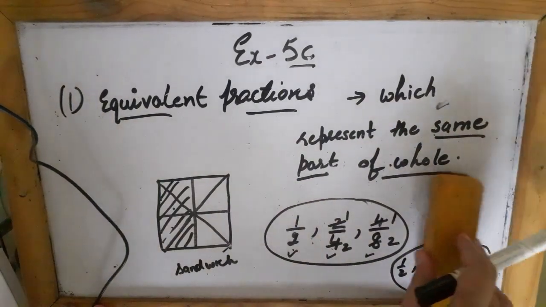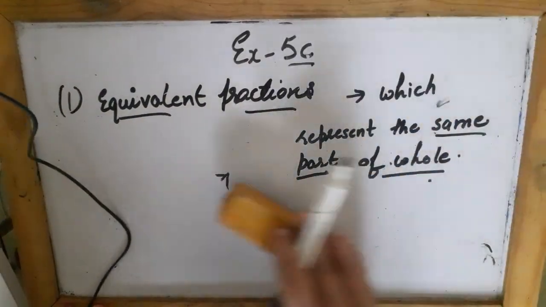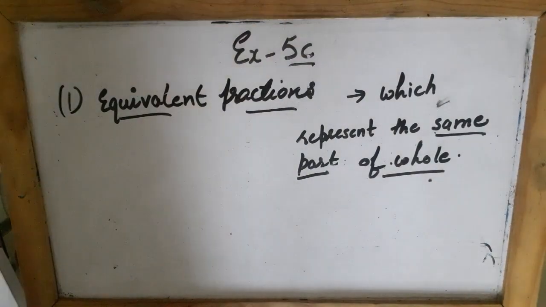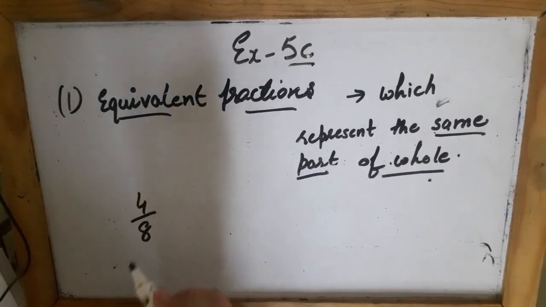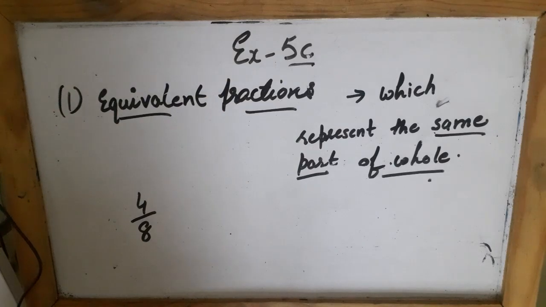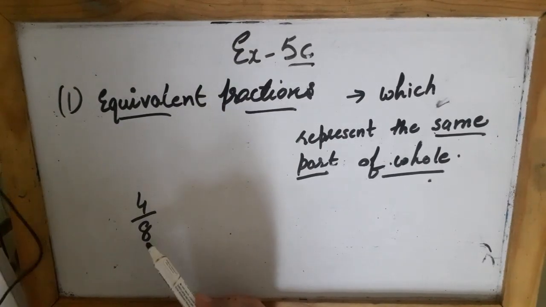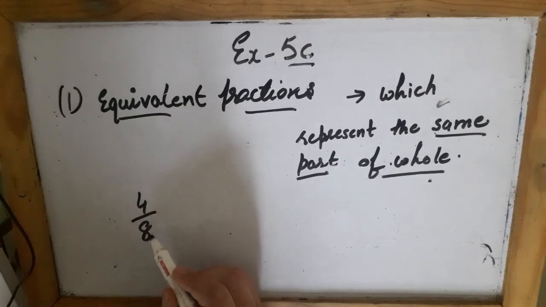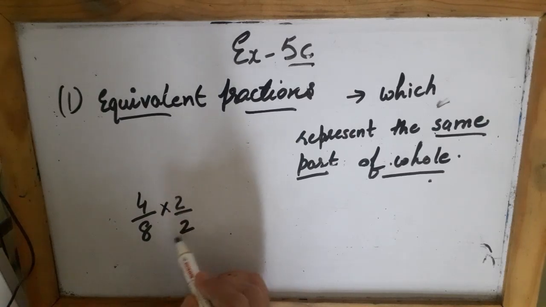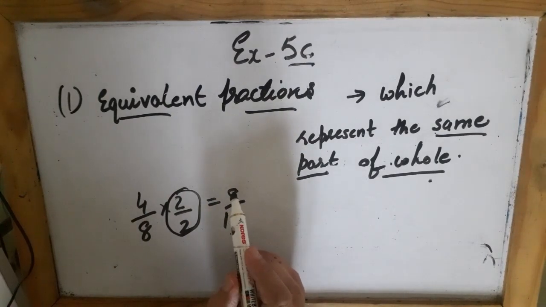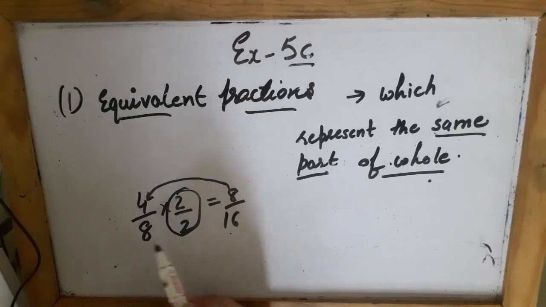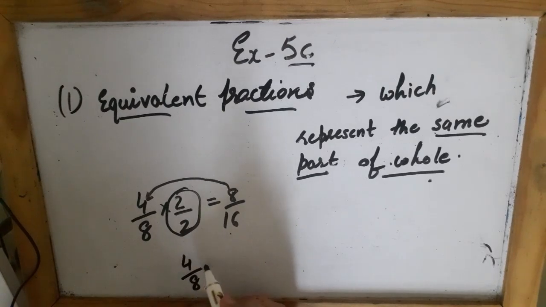Now how can you make equivalent fractions? I can make equivalent fractions by multiplying the numerator and the denominator by the same number. Let me give you one example. Suppose I have the fraction 4 by 8. You get the equivalent fractions by multiplying the numerator and the denominator with the same number. 4 2s are 8, 8 2s are 16. So this fraction is equivalent to this fraction. You can multiply the numerator and denominator with any number, but it should be the same.